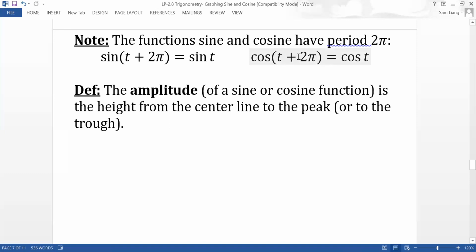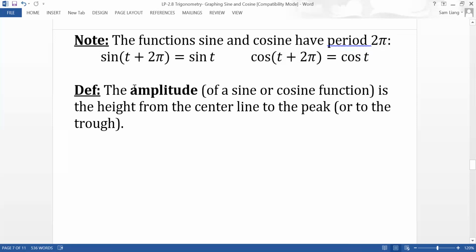In other words, it repeats itself after 2 pi. It completes one cycle. So the functions sine and cosine have period 2 pi. Same thing as 360 degrees, which makes sense. It makes a full circle.